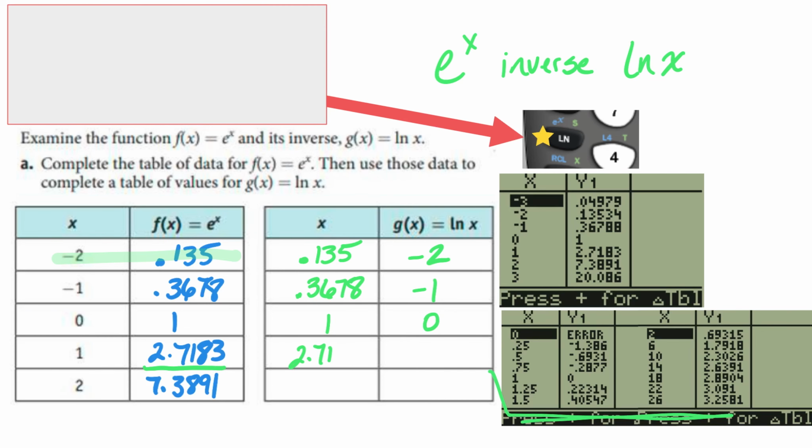2.7183. There we have that. And then lastly, 2, 7.3891. Now, I'm not obviously going to find those on the x-axis precisely, but we're not looking for precision on these per se. Matter of fact, there is no precision because this is irrational numbers, and you cannot pinpoint an irrational number. You can only estimate an irrational number.